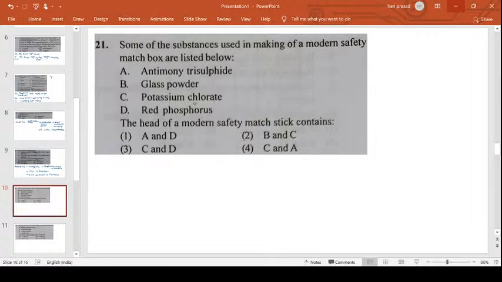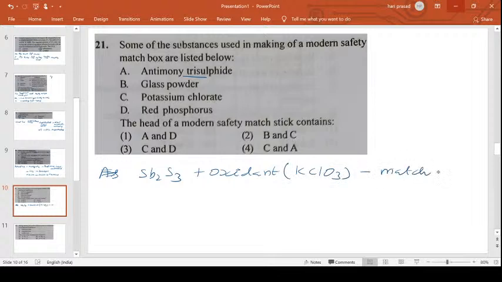Here the substance given is antimony trisulphide. The antimony trisulphide formula is Sb2S3. It is antimony trisulphide plus an oxidizing agent. The oxidizing agent, or oxidant, for example, is potassium chlorate. This is used in the matchstick.